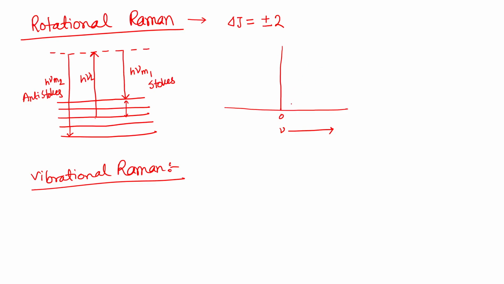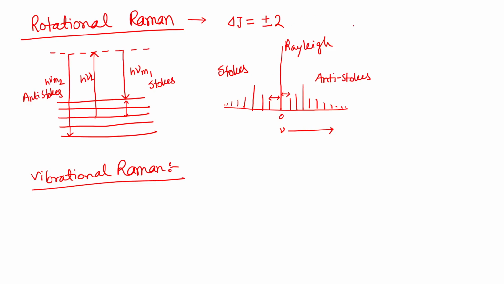If I plot it with increasing frequency nu, we will see lines like this on both sides. This is anti-Stokes because the energy is higher, this is your Rayleigh, and this is your Stokes shifted. Now tell me the gap between the Rayleigh and the first Raman line, first anti-Stokes or first Stokes. How can one determine this?